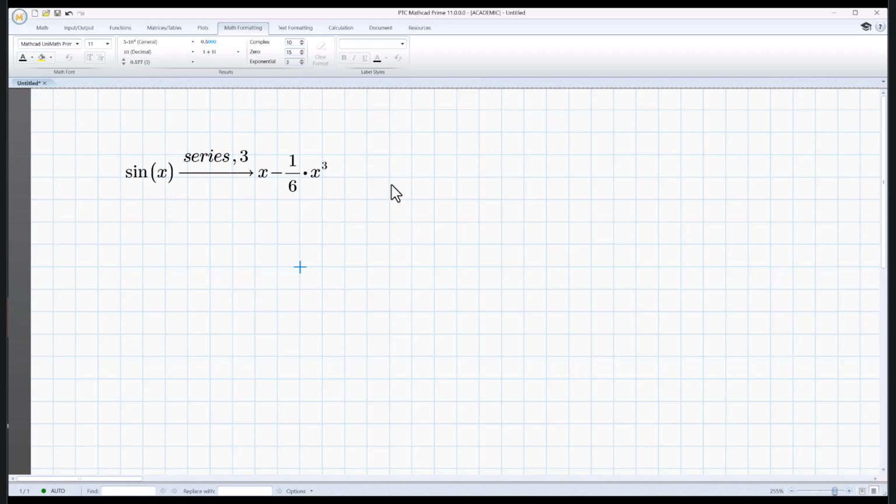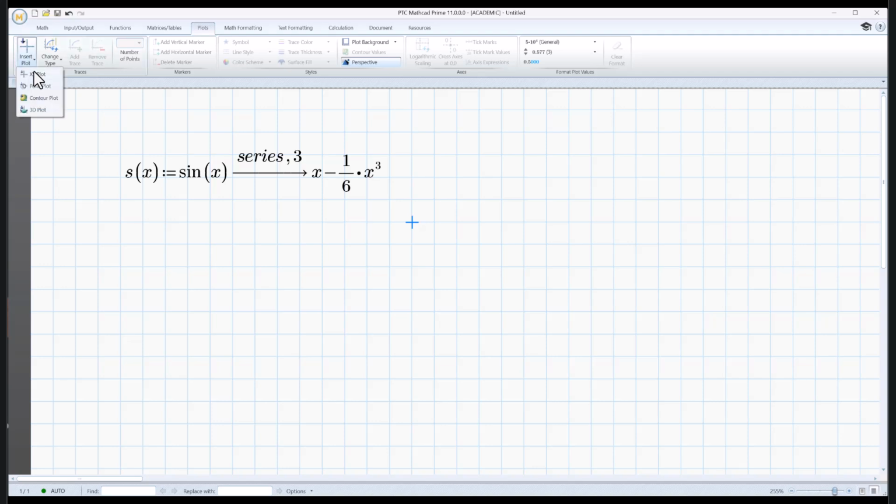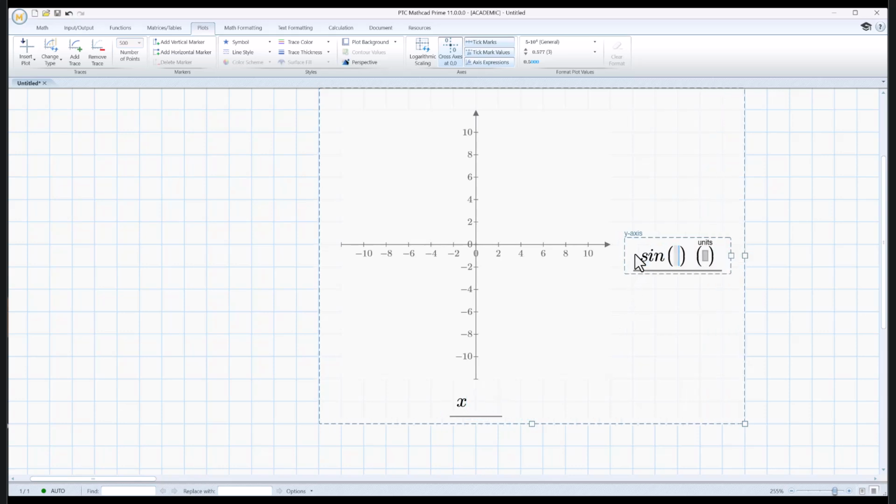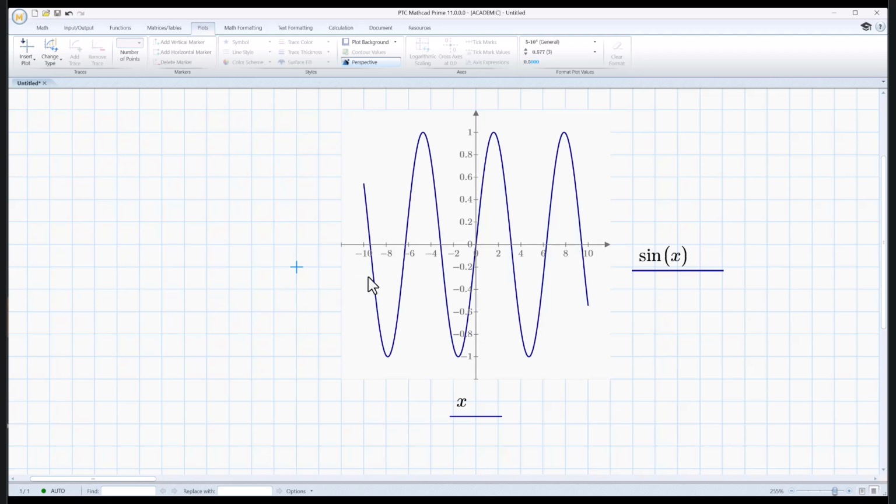Now let's see what this looks like. I'm going to go ahead right there. I'm going to hit the colon sign, all right? This says I want to assign something. I want to define something. And I'm going to define a function s of x. And so s of x is now the series approximation to sin x up to the 3rd power. Well, what would that look like here? I'm going to go up here to plots, insert plot, x plot, or xy plot. Right there, I'm going to put an x. I'm going to zoom out here in a second. And I'm going to say sine of x, and it goes from -10 to 10.